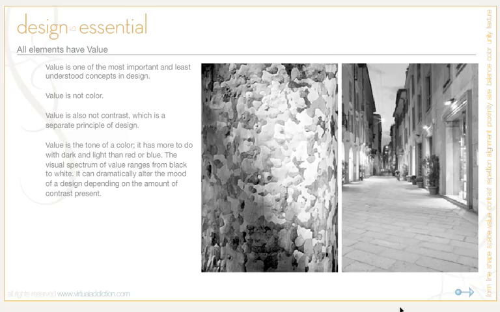The visual spectrum of value ranges from black to white. It can dramatically alter the mood of a design depending on the amount of contrast that is present. Value gives shape and texture to everything around us. Although colors have value, like a dark red shirt and a light red sweater, it's often easier to visualize values in terms of black and white.